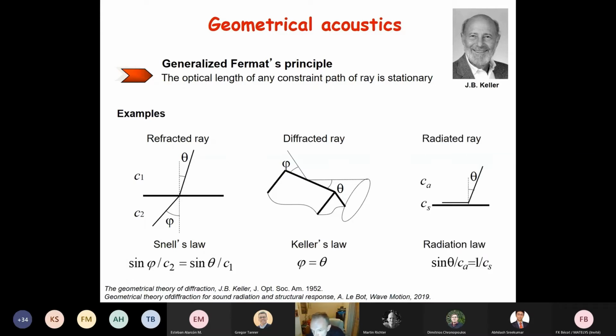waves. And what we did, in a recent paper published last year in Wave Motion, is we applied the generalized Fermat's principle to the structure-sound interaction, and we have shown that there exist only six types of hybrid rays, that is structural to acoustical rays or conversely.